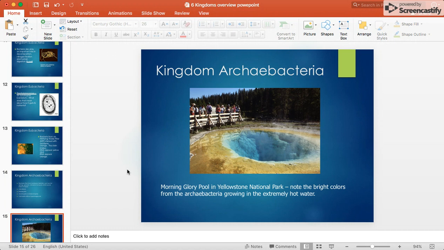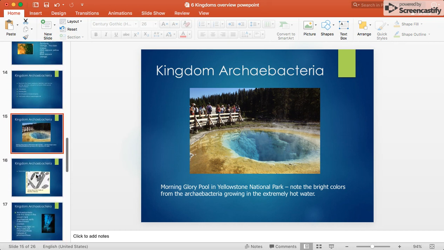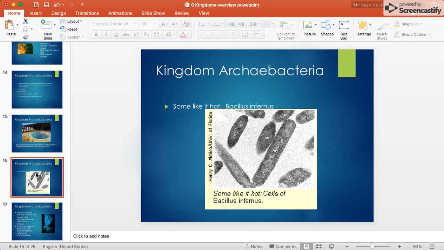So here we have Yellowstone Park. So the bright colors from the archaebacteria glowing in the extremely hot water. So you can see that there in the picture. So that's an extreme environment where not very many things could survive, but archaebacteria have developed that adaptation to survive there.